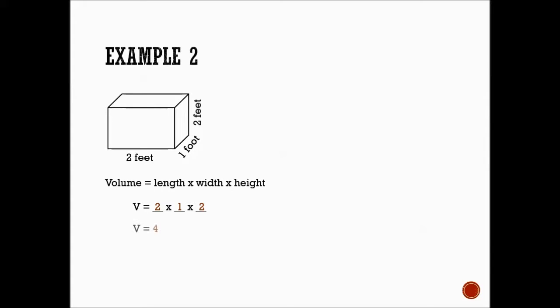2 times 1 times 2 equals 4. Since we multiplied feet 3 times, our answer is in cubic feet. Is that what our problem is looking for, though?